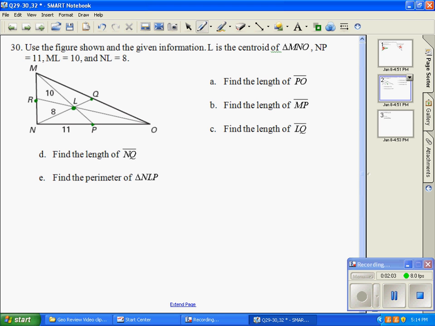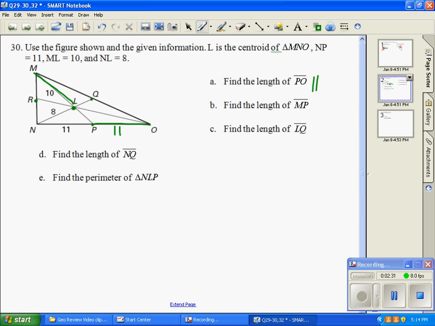So looking at the first question, part A there, find the length of PO. So PO is right there. Now, since P is right at the midpoint, we know that this has to also be 11, since the other part of that segment is 11. Okay, so find the length of MP.